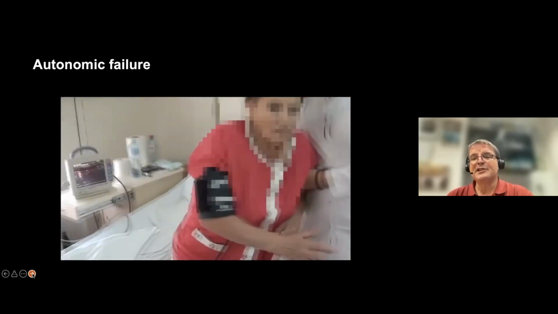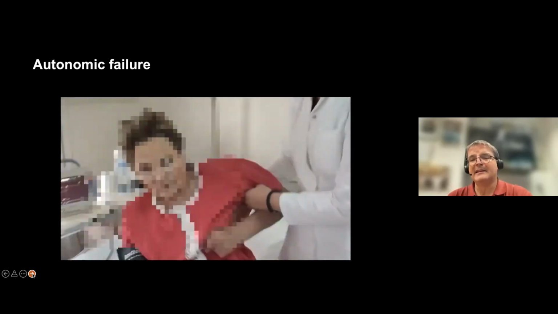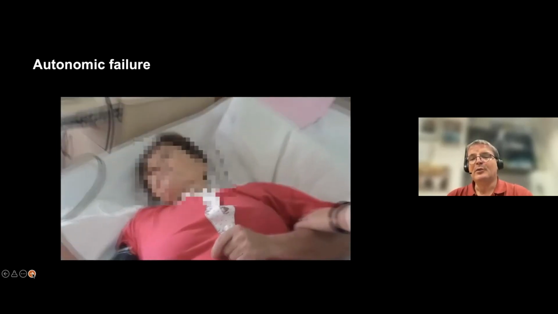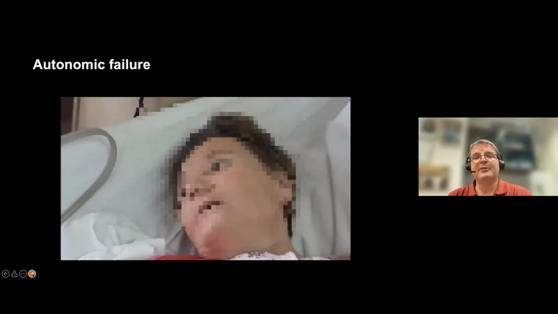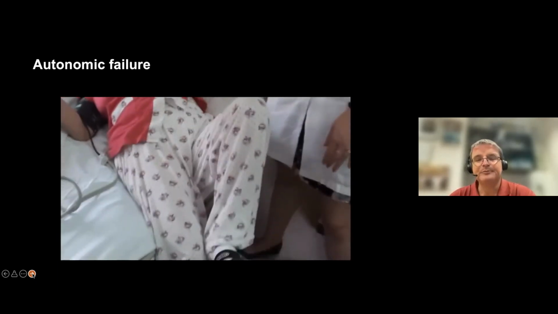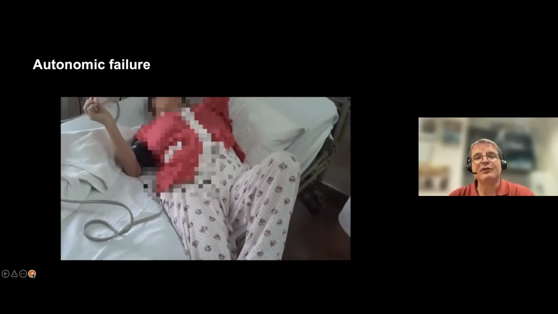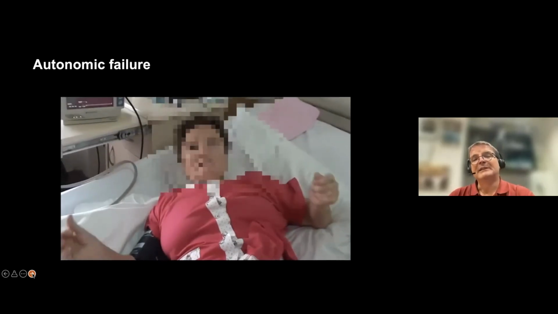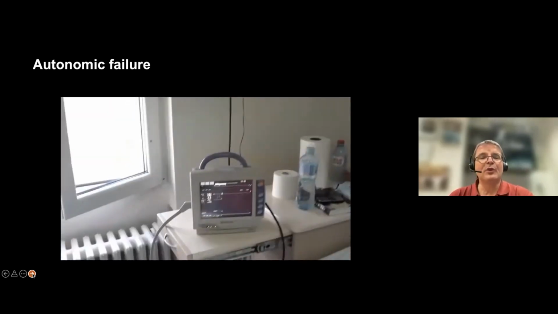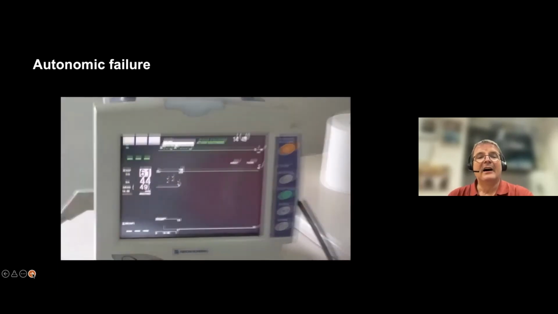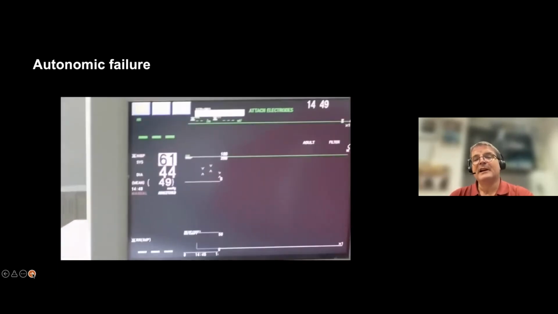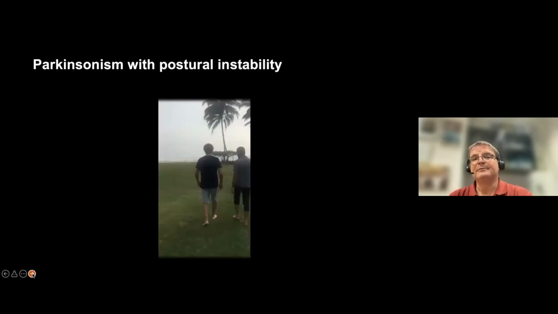And soon after, she collapses into the bed and she loses consciousness for a brief period, a few seconds. And the blood pressure drops down from 95 systolic to about 61 systolic here. So a very profound symptomatic orthostatic hypotension present in this lady. So this is a very characteristic feature.